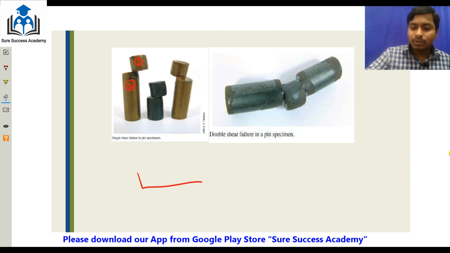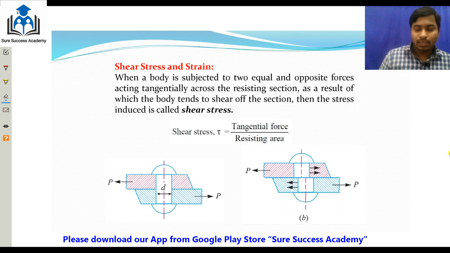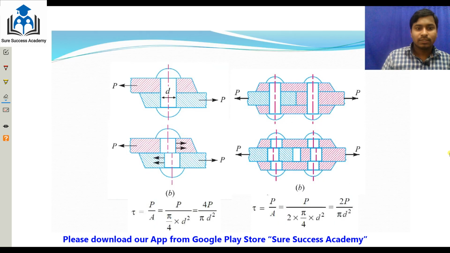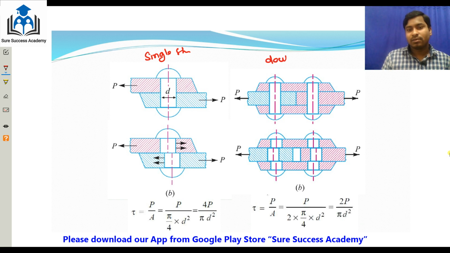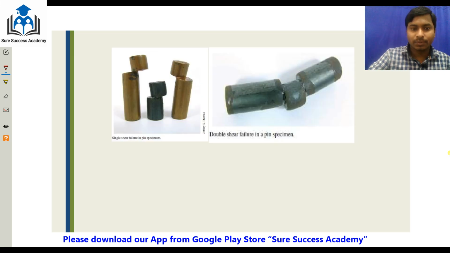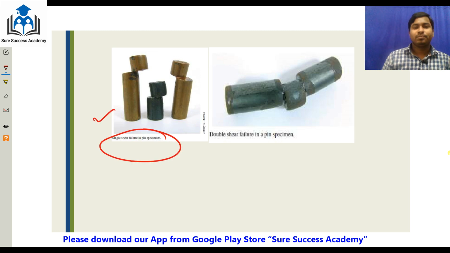Because of this. This is called single shear. This is a double shear. Because of the single shear, it will become 2 pieces, and double shear it will become 3 pieces.